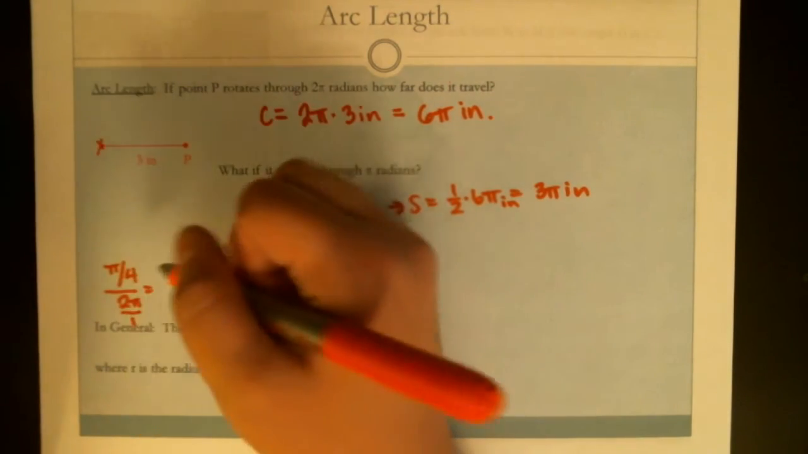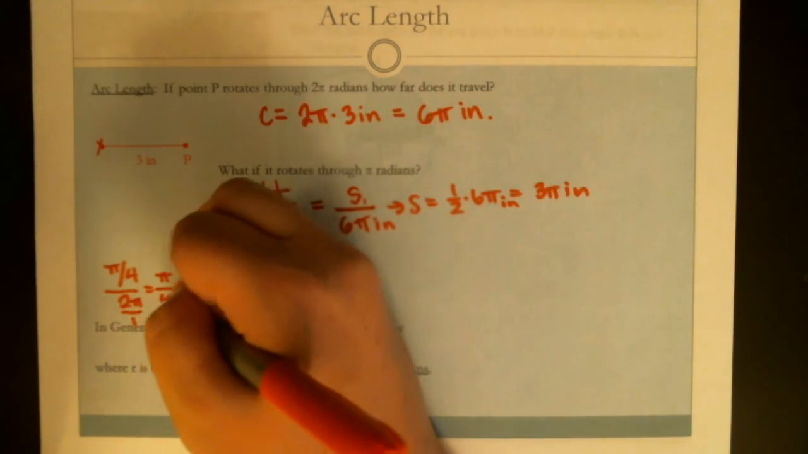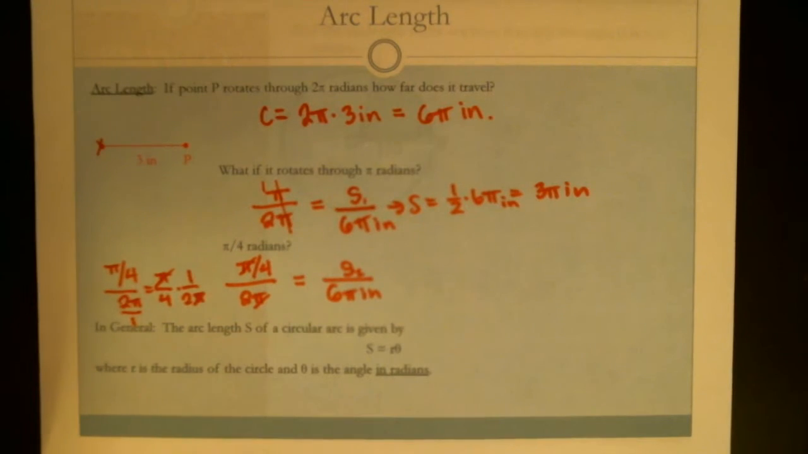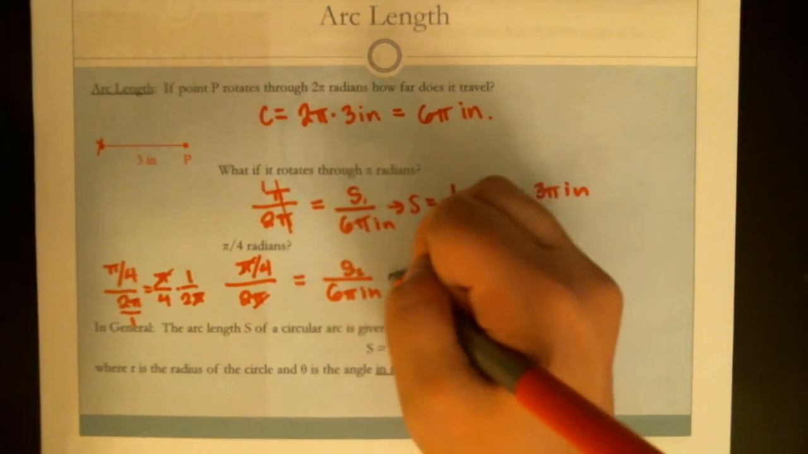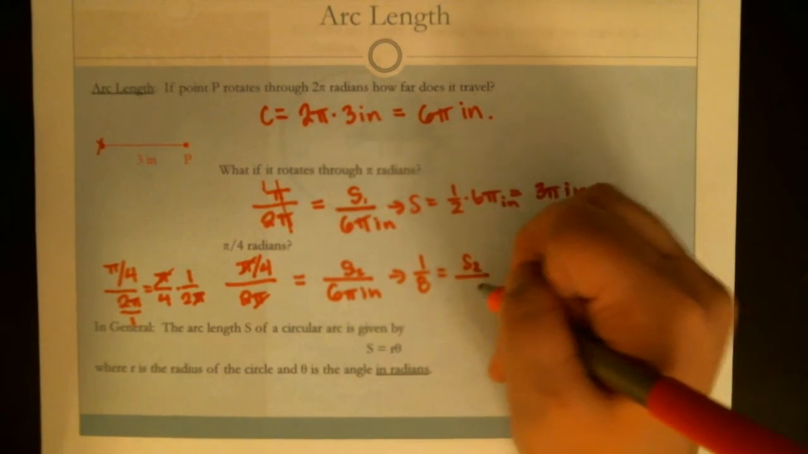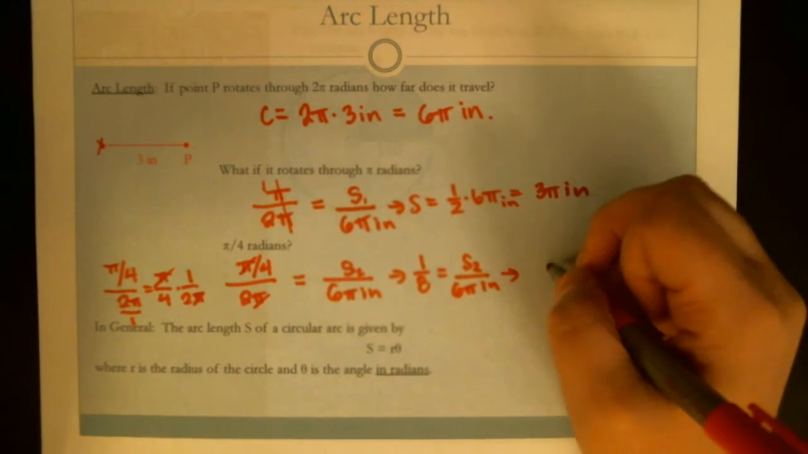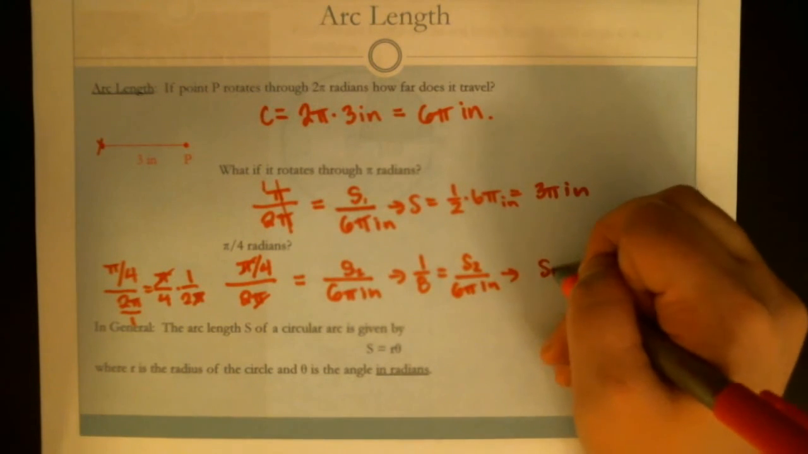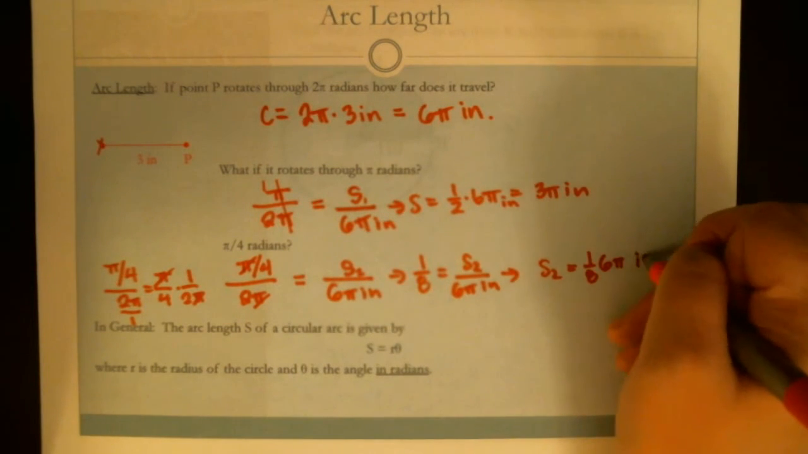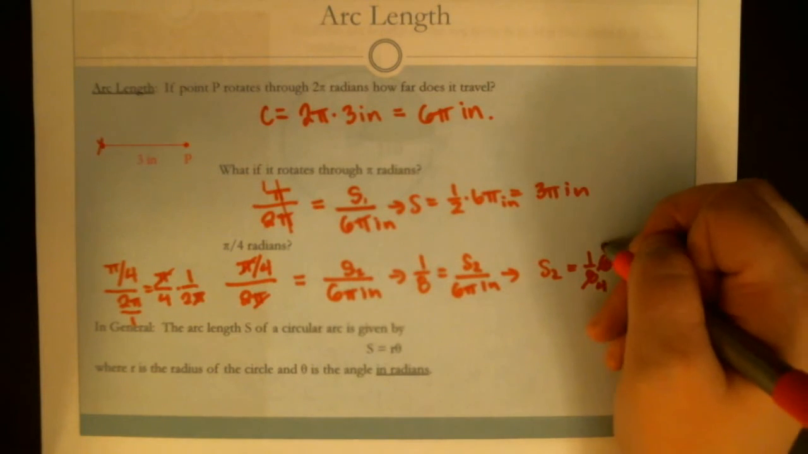Which is the same as multiplying by the reciprocal. So I have pi over 4 multiplied by 1 over 2 pi, and the pi's cancel, giving us 1/8. So 1/8 is equal to our second arc length over 6 pi inches, which means our second arc length is equal to 1/8 of 6 pi inches. So we can cancel out a 2.